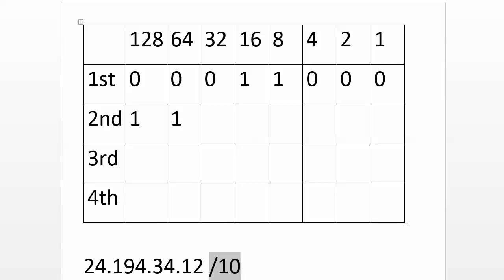Because now to get the subnet that this IP address is on, all you need to do is add up what you have right there. That's it. So in that case, if you chose to do that, you would have the subnet 24.192.0.0/10.